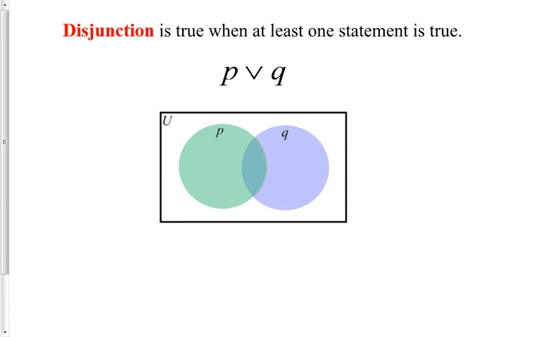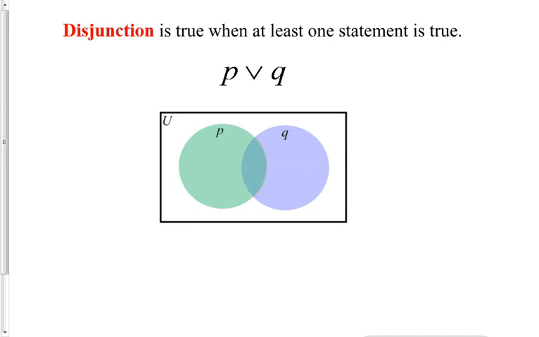Next, the disjunction. The disjunction, remember, is two statements combined with the word or. And it is true when at least one statement is true. So now I'm showing you the notation for a disjunction, P or Q. Now, in order for our disjunction to be true, we need either statement P or statement Q or both statements to be true. We can represent this with a Venn diagram.